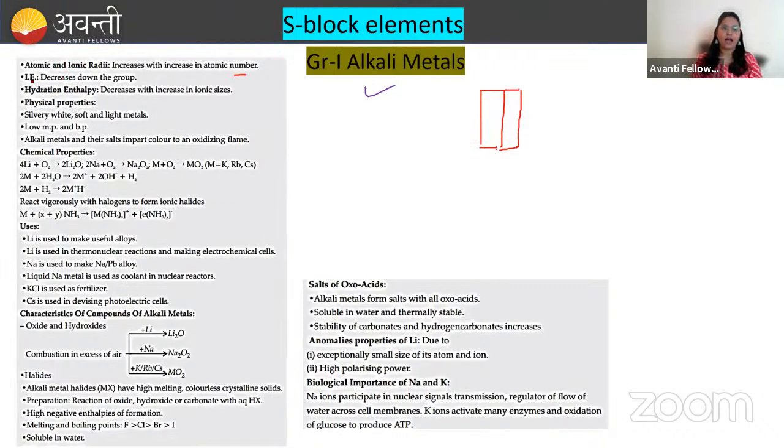Their ionization energy decreases down the group. Hydration enthalpy decreases with increase in ionic size. Their physical properties are what? They are silvery white metals, soft and light metals.